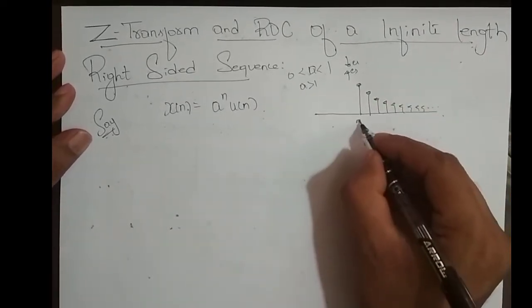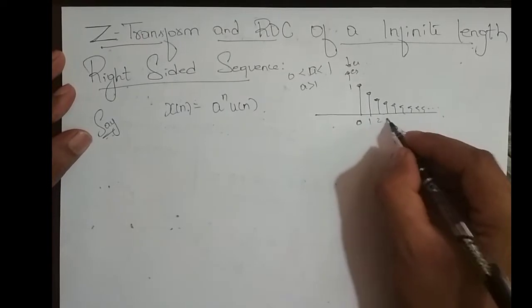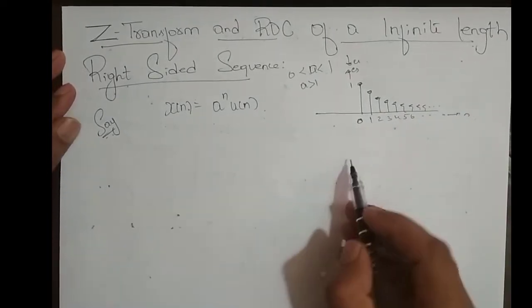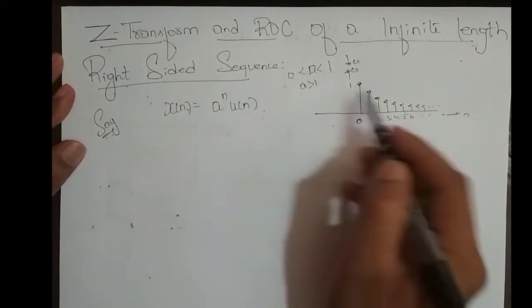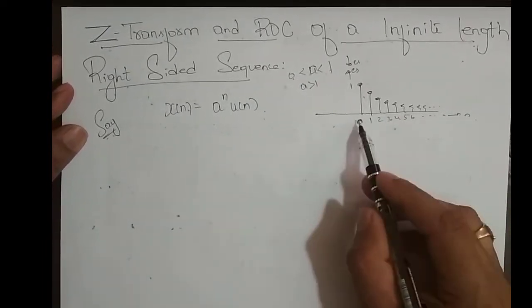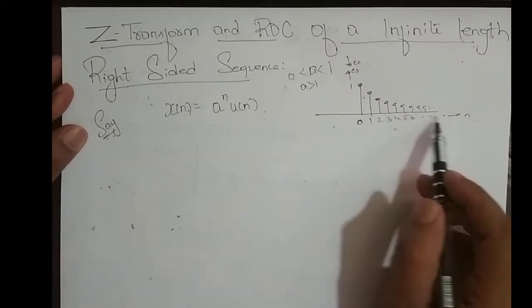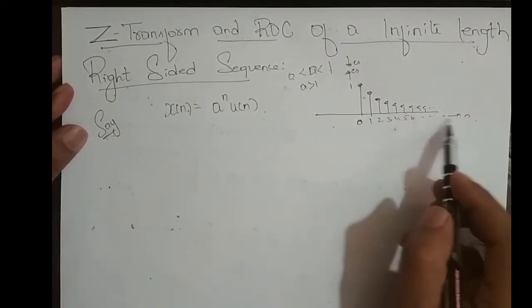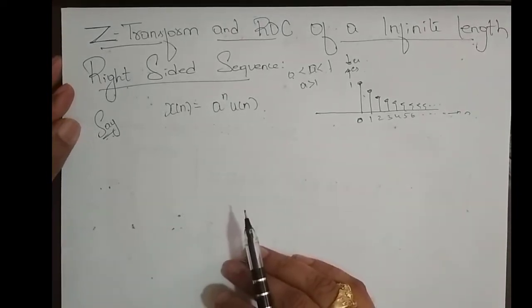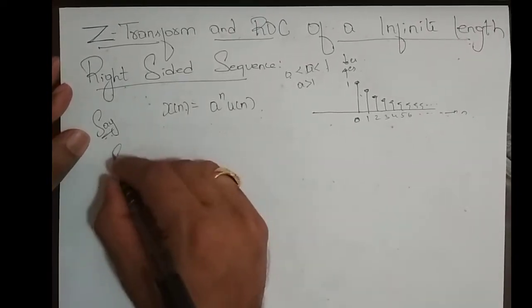In case it is exponentially decreasing, this is how it looks. For n equal to 0, it is 1. For n equal to 1, 2, 3, it goes on decreasing, right? So this is n. I'm assuming that a is in between 0 and 1, so that it's an exponentially decreasing sequence. So it's an infinite length right-sided sequence. Why right-sided? Because all the amplitudes are on the positive side of n. Now I need to find its Z transform and ROC.